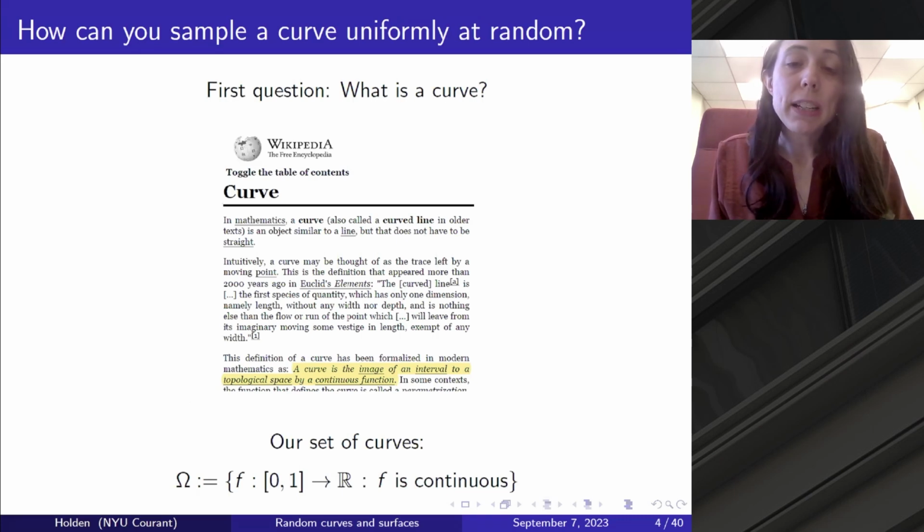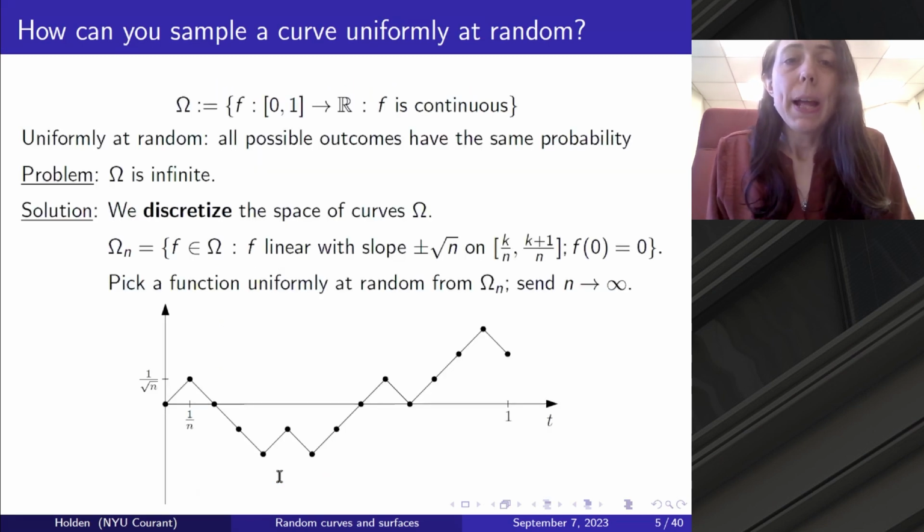So to make this a bit more concrete, we can fix the interval and we can fix the topological space. For example, we can say that the interval is a unit interval, and we can say that the topological space we consider is just the set R of real numbers. So with this choice, this set omega is our set of curves. So here is our omega, and then we want to sample an element from this space omega uniformly at random. It's not obvious how to do this because omega is an infinite set. It's even an infinite dimensional set, so it's not obvious how to sample an element uniformly at random.